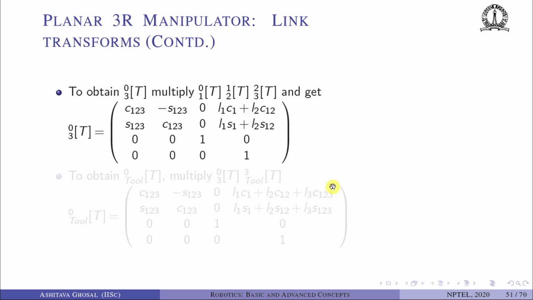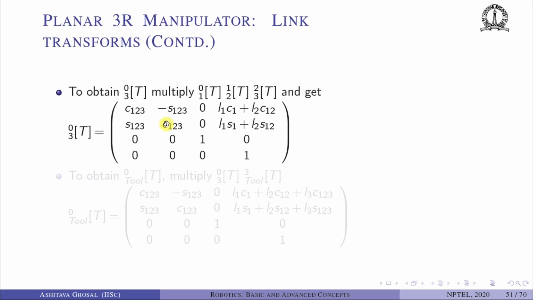If I want to obtain, let's say, the third coordinate system with respect to the 0th coordinate system, all I need to do is multiply 0 1 T, 1 2 T, 2 3 T, and you will get an expression like this. In this case, C123 means cosine of theta 1 plus theta 2 plus theta 3. Okay, C12 means cosine of theta 1 plus theta 2. Okay, so does this make sense?